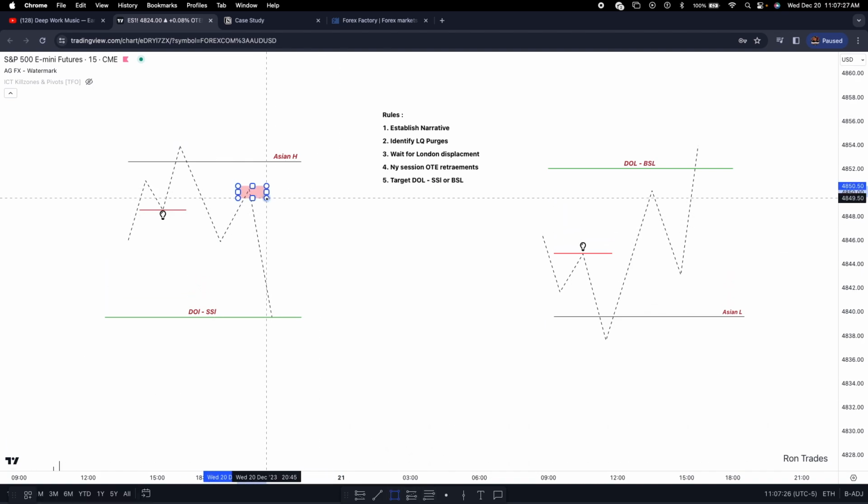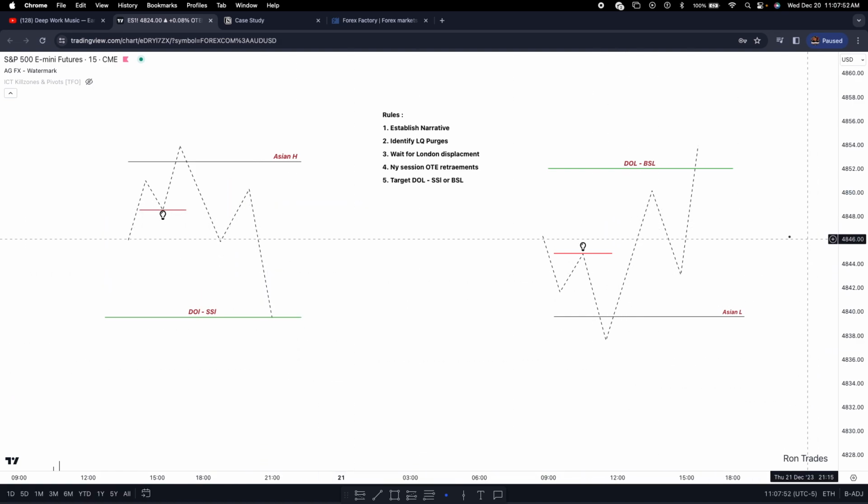I do use the 62 to get inside of my entries. I don't wait for the 7.5. I try to get the 62. I don't like being perfect. So I get the 62 here, stop goes above that high. Once again, draw on liquidity needs to be clear. If we do not have a draw on liquidity, I do not take OTE patterns. Simple. So draw on liquidity will be met here for sell side.